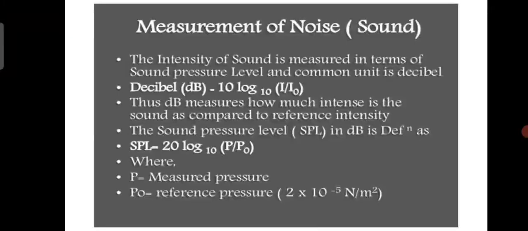The noise is measured as the sound intensity in terms of sound pressure level, and the common term is decibel. This decibel is a logarithmic scale. It is the ratio between a measured quantity and a reference. Normally, the reference is taken as 20 micropascal, which is the minimum level a human can hear. And normal conversation will be between 40 decibel to 60 decibel.